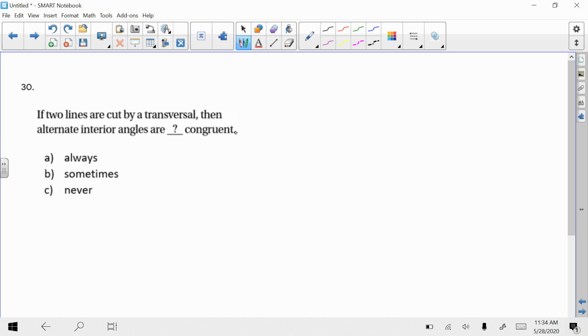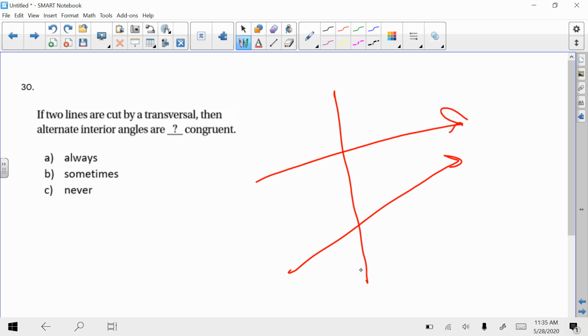If two lines are cut by a transversal, so any two lines, let's say these two lines are cut by a transversal, then the alternate interior angles are congruent only if these two lines are parallel. Now these two angles would be congruent, but only if the two lines are parallel. So we're going to say sometimes on that one.